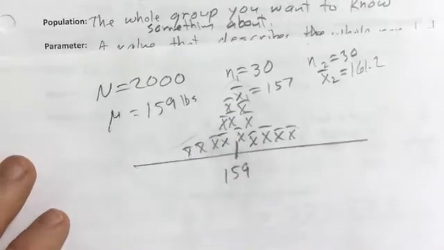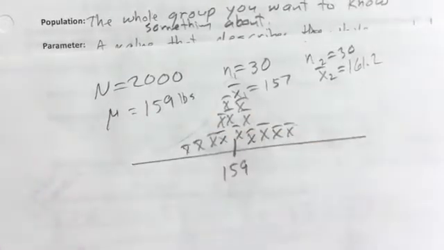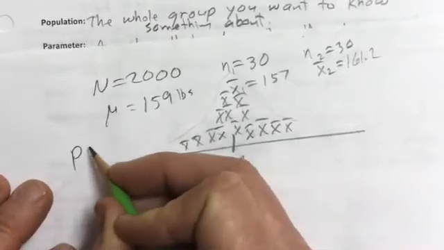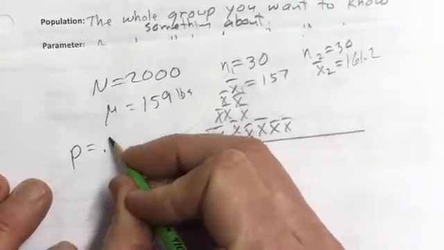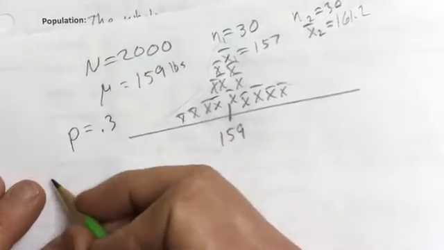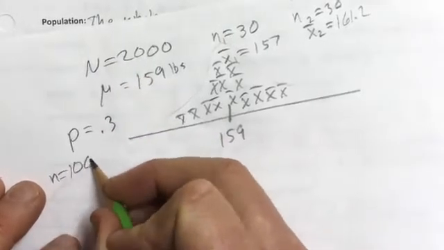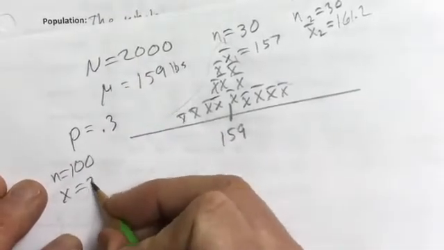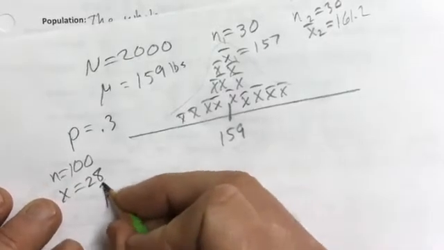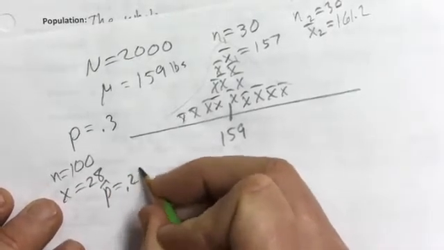So with a proportion, let's say you want to know the proportion of students that went to Challenger Middle School. That would be a proportion, and so that would be p. Let's just pretend it's like 30%, but we don't know that. So we take a sample of, let's say, 100 students, and we find that 28 of them are from Challenger. That is our estimate, and we realize we put a hat on that because it's an estimate.